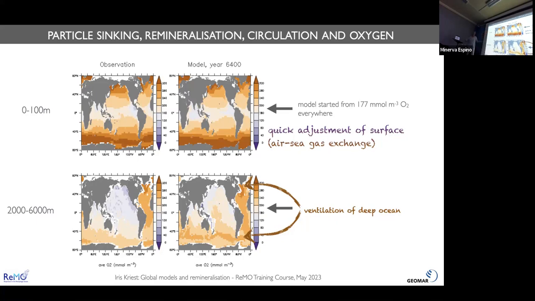So you see, to some extent, regardless of where the model starts, we use the circulation, we use the biogeochemistry, we run the model forward in time, and if we are lucky, the model ends up with distributions that at least to some extent resemble the distributions that we have in the real ocean. And it happens quite quickly at the surface, but it takes quite some millennia to happen in the deep ocean.